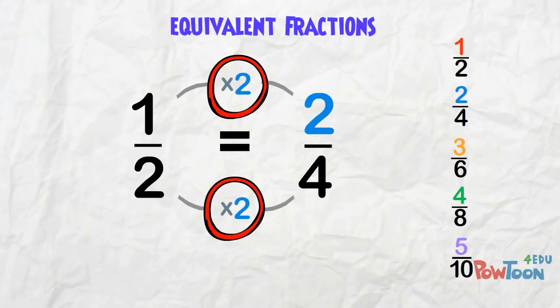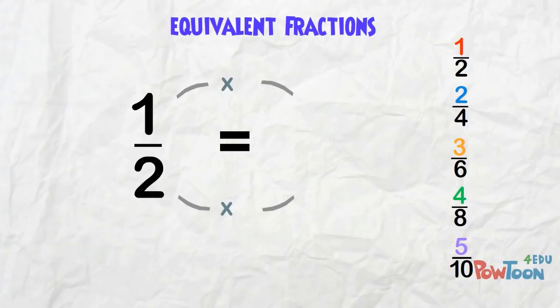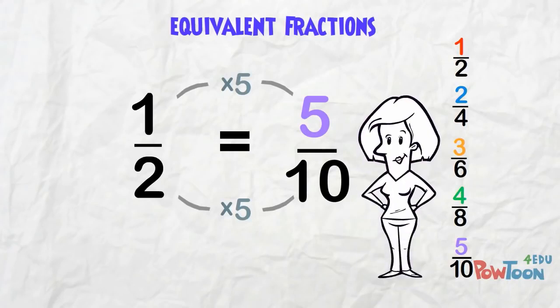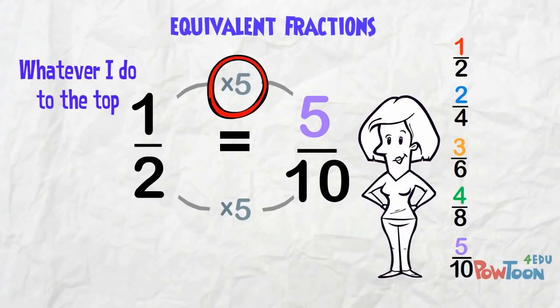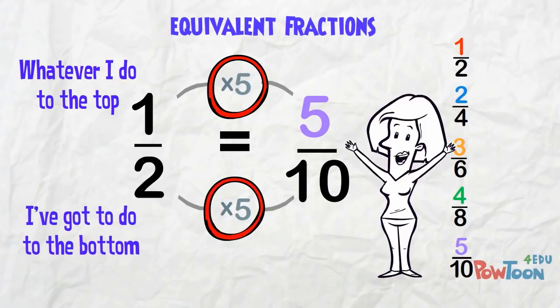You can see whatever I do to the top, I've got to do to the bottom. So if I use a factor of 3, I get this equivalent fraction. A factor of 4 gets me this equivalent fraction. And when I use 5, I get this equivalent fraction. You can see it in action here. Whatever I do to the top, I've got to do to the bottom. That's easy enough, isn't it?